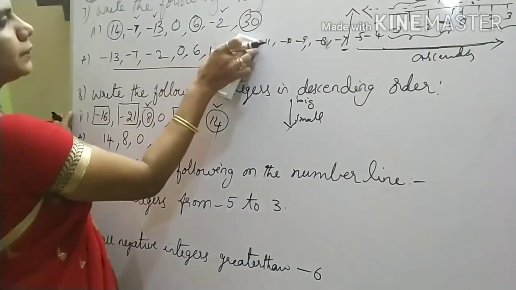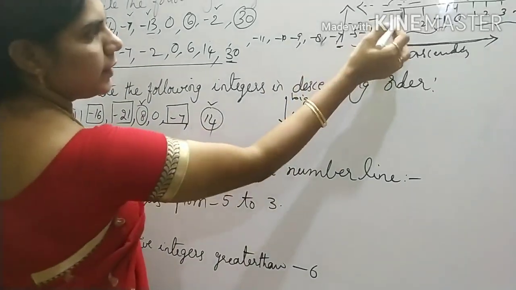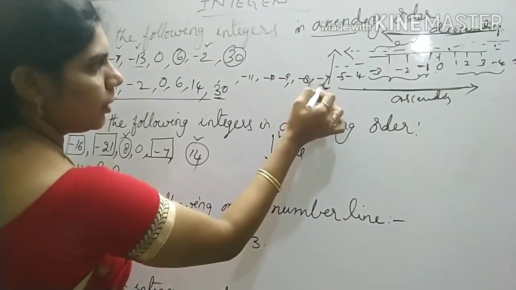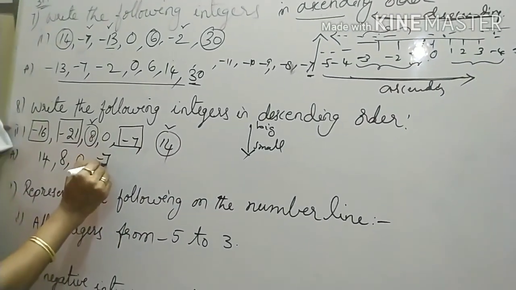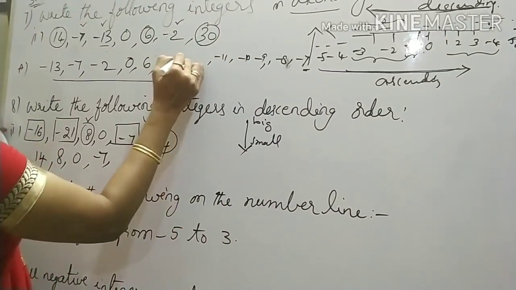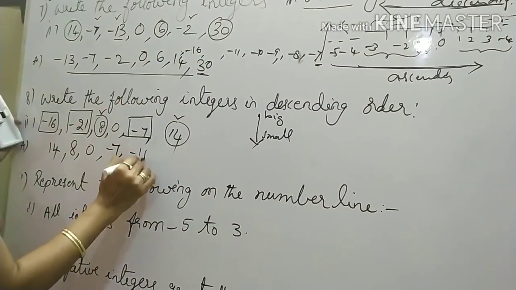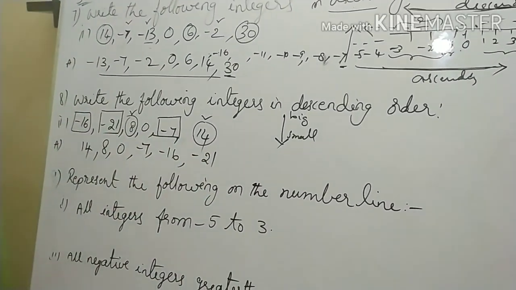Like that, first you will get here in this direction. While writing descending order, you will get minus 7 first. Minus 7 is what we have here. So minus 7. After that, in this direction you will get minus 16. So minus 16. After that the remaining one, minus 21. This is your descending order.